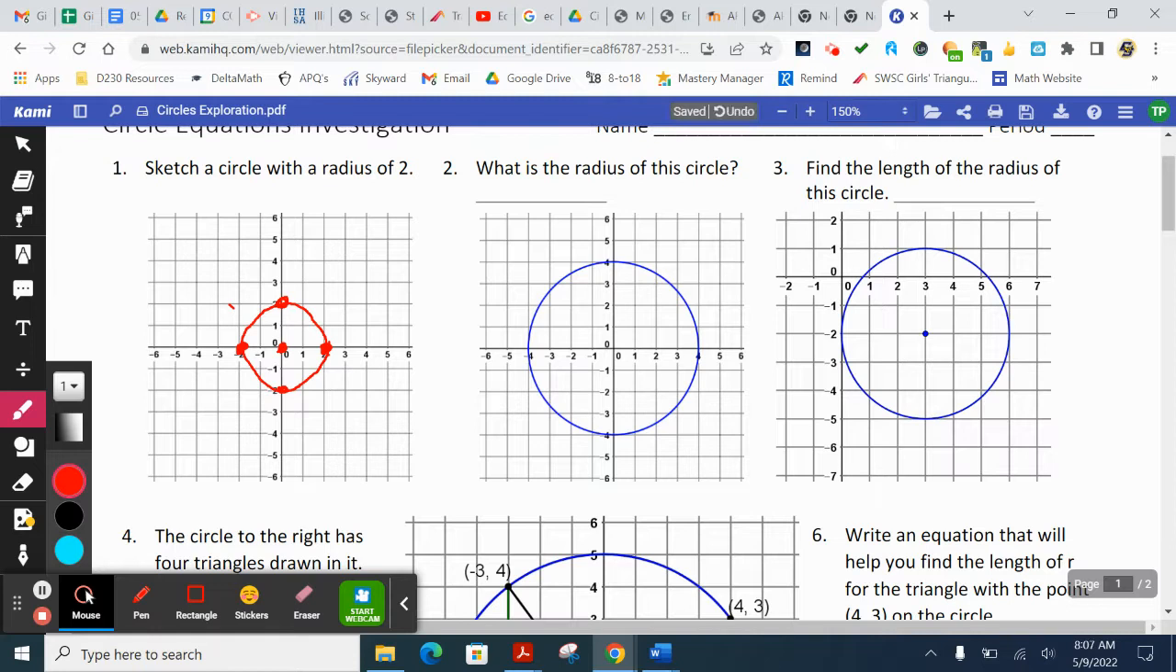You could put it anywhere. So if you were creative and for whatever reason you put it over here, as long as what you declare is the center, you move out 2 to the right, 2 above, 2 to the left, 2 below, sketch that in. That would be okay. Just make sure we're 2 units away from the center, wherever your center is at.